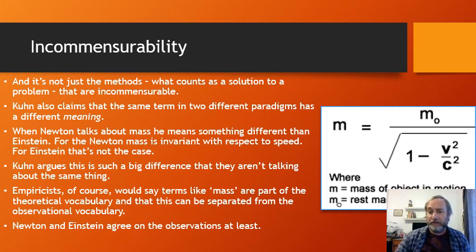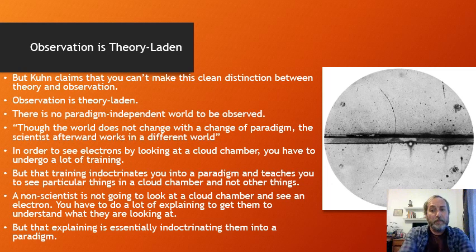Right? Kuhn seems to think it's a bigger deal than maybe the logical empiricists would think. But Kuhn is not even going to go this far with the logical empiricists, because he says you can't actually make that clean distinction between theoretical and observational terms. He says observation is theory-laden. In a sense, what you see is determined by the paradigm you're in, by your background theory. And the quote is, "though the world does not change with a change of paradigm, the scientist afterward works in a different world." What does that mean?